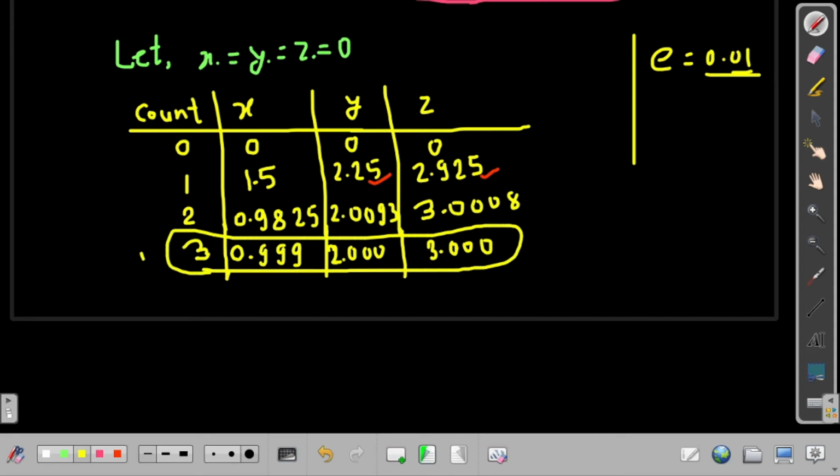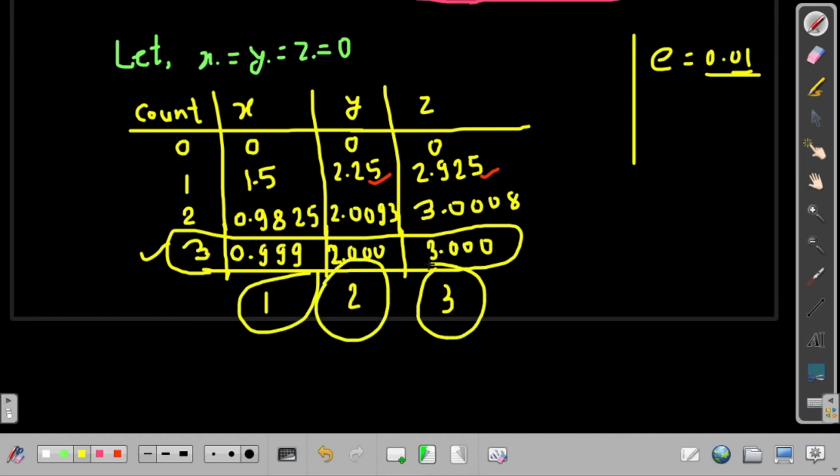So in the third iteration we found the value of x to be 1, the value of y to be 2 and the value of z to be 3. So our approximation is 1, 2 and 3 by using the Gauss-Seidel method. Now let's go on to write a C program for the Gauss-Seidel method.